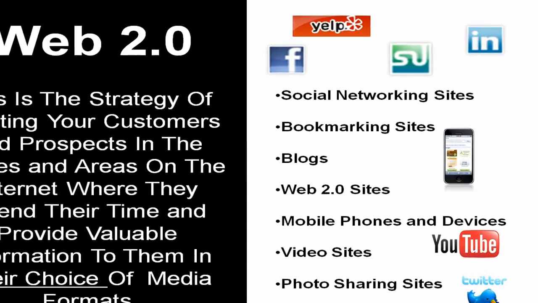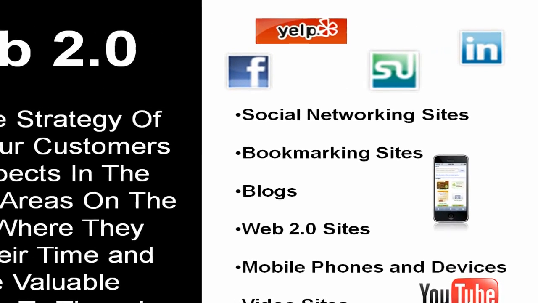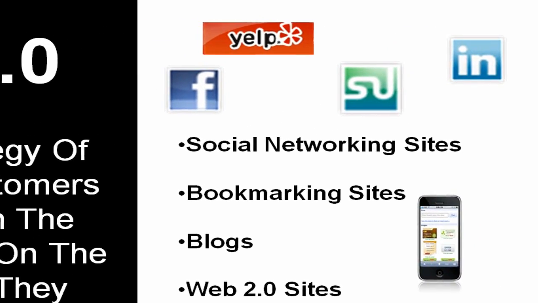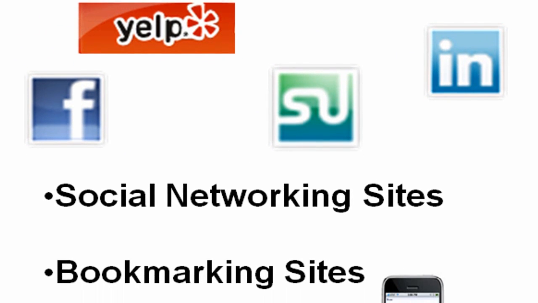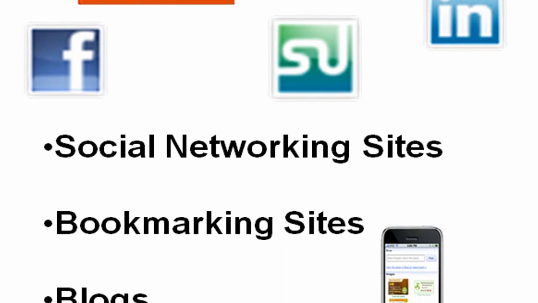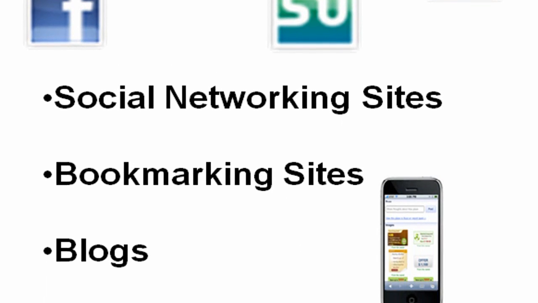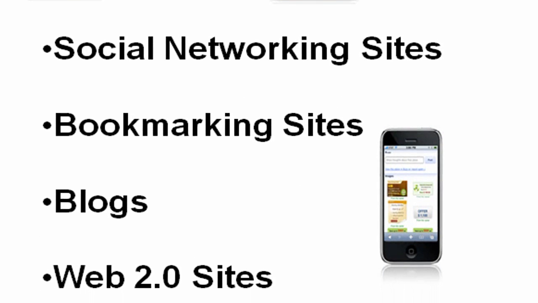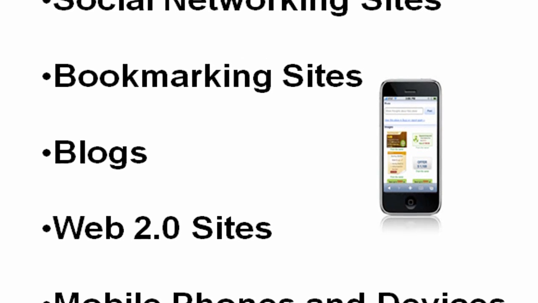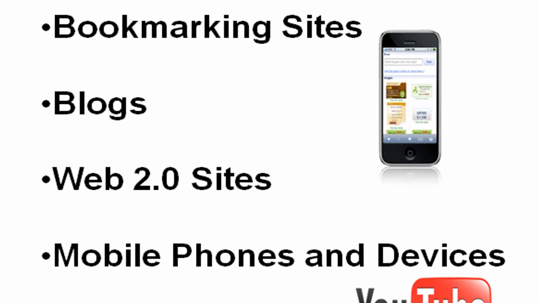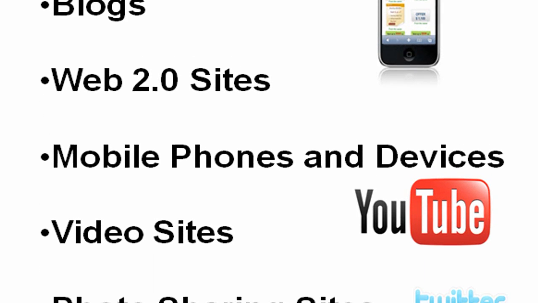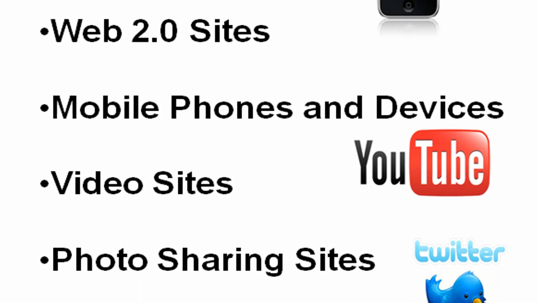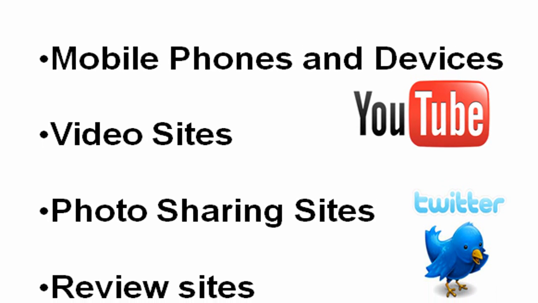Web 2.0 areas involve one of the most popular and well-known, social networking sites such as Facebook, Twitter, YouTube, and LinkedIn. Bookmarking sites where consumers share their favorite websites through sharing their bookmarks. Blogs where consumers share their opinions and reviews of products and services that they've experienced. Web 2.0 properties like Squidoo, HubPages, WetPaint, these are where people are able to create simple web pages about what's on their minds. Mobile phones and devices, as well as their applications, are a way of interacting with other people through the internet and social networks.